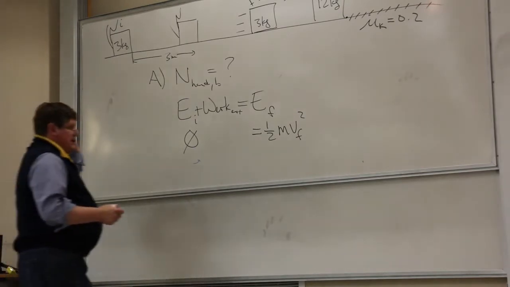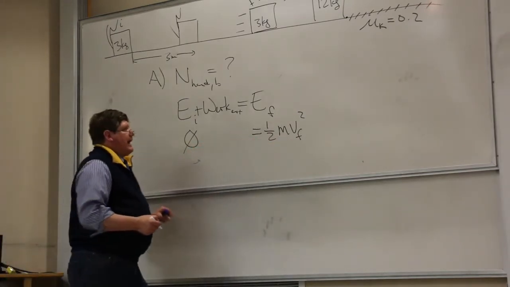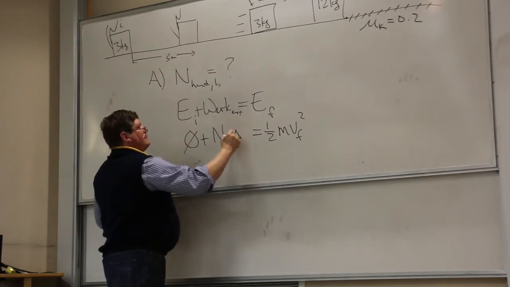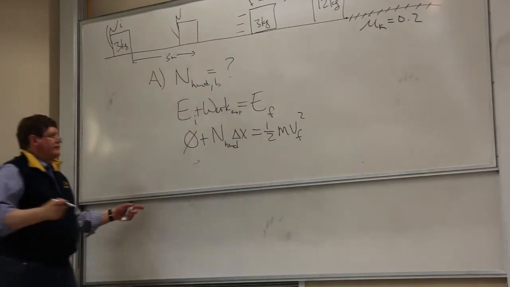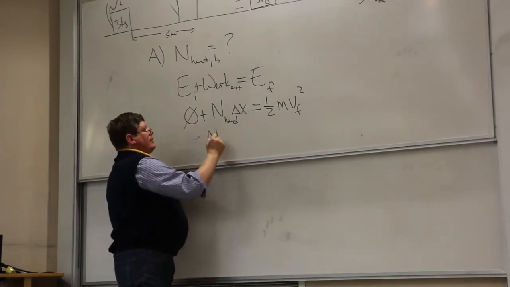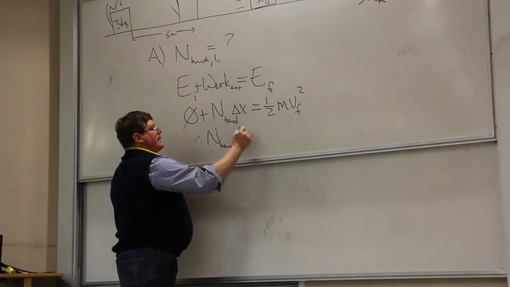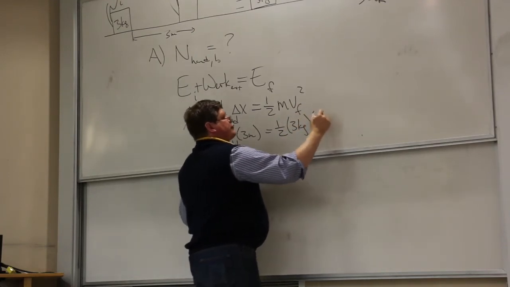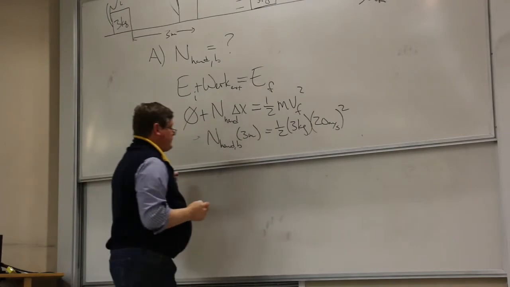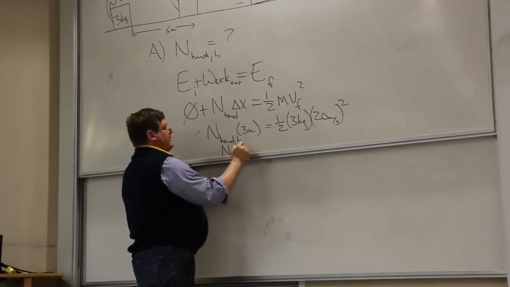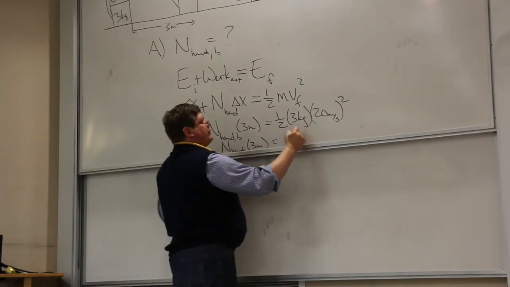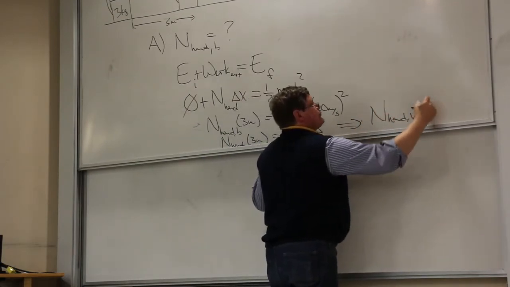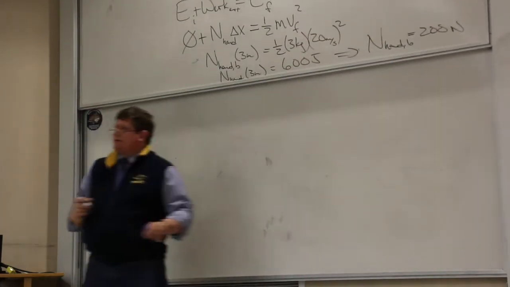No. Okay. Now I notice that this is not the same as that, and that's because the hand does positive work there, force times the distance. And so if I start plugging in what I know, the only unknown is the normal force by the hand on the block. I multiply that by 3 meters and I get 1/2 times 3 kilograms times 20 meters per second squared. Now this means that the normal by the hand times 3 meters is equal to 600 joules, and that's going to give me the normal by the hand on the block is 200 newtons. Okay? See how easy that is?